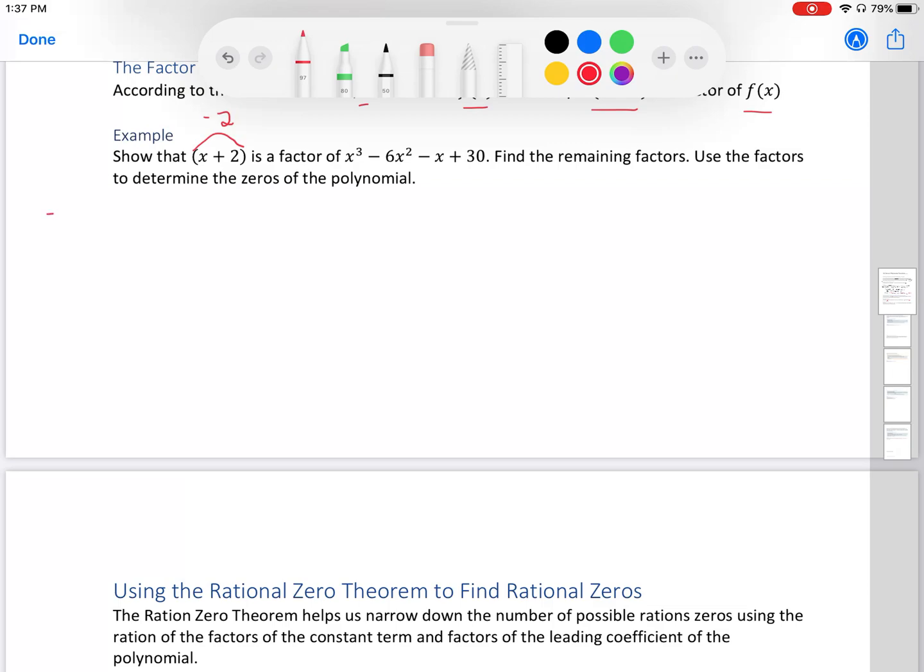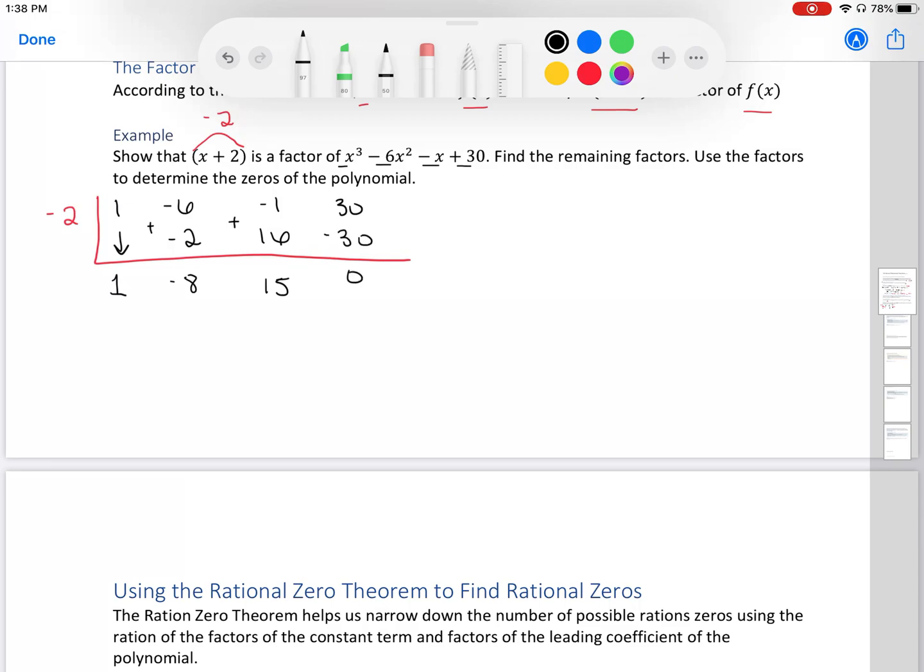So if I perform synthetic division with negative 2, I go ahead and use the coefficients of each term, so that I have 1, negative 6, negative 1, and 30. I bring down my first number. Negative 2 times 1 gives negative 2. Negative 6 plus negative 2 is negative 8. Negative 2 times negative 8 is 16. Negative 1 plus 16 gives me 15. Negative 2 times 15 gives me negative 30.